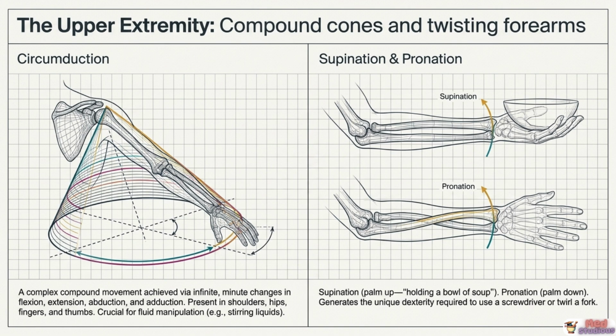The forearm adds another layer of mechanical sophistication through supination and pronation. Supination rotates the forearm so the palm faces upward. Think of holding a bowl of soup. Pronation rotates it so the palm faces downward. These movements are generated by the radius crossing over the ulna at the radio-ulnar joints and are what give you the unique dexterity required to use a screwdriver, turn a key, or twirl a fork, everyday actions that no other primate can perform with the same precision.